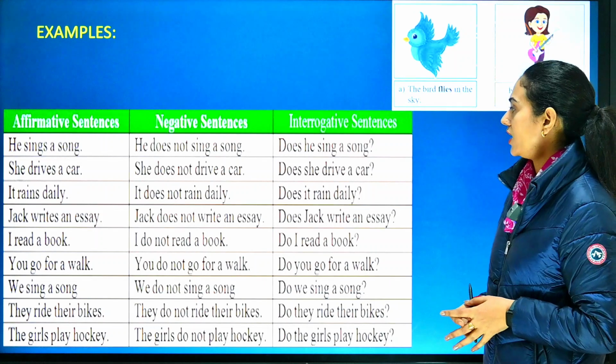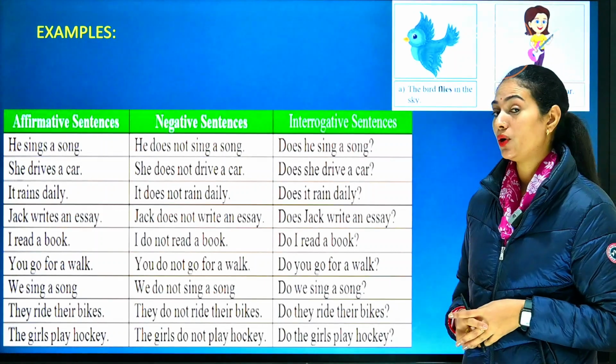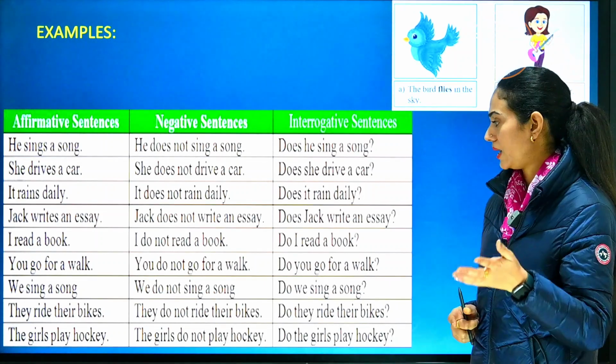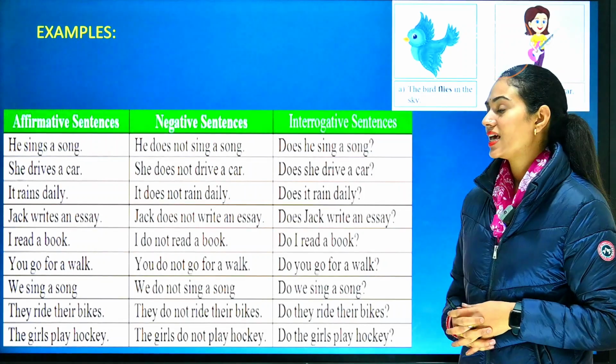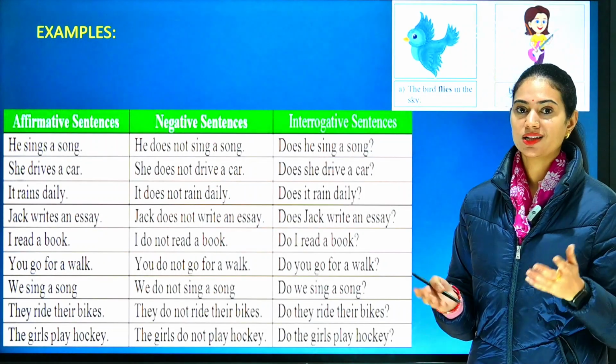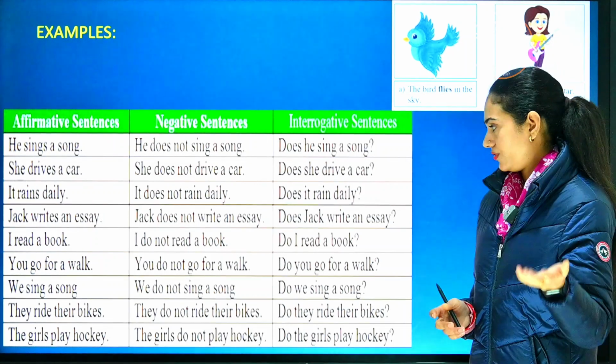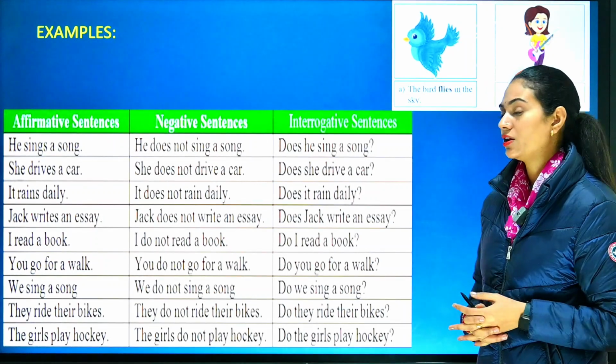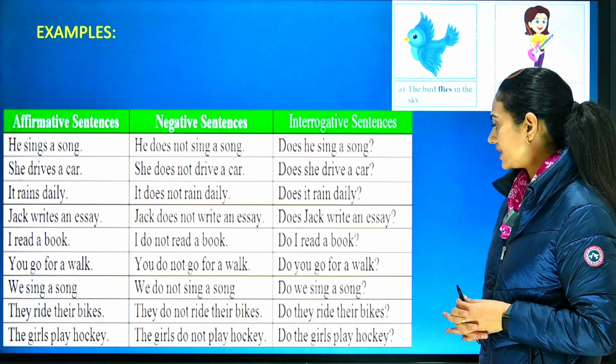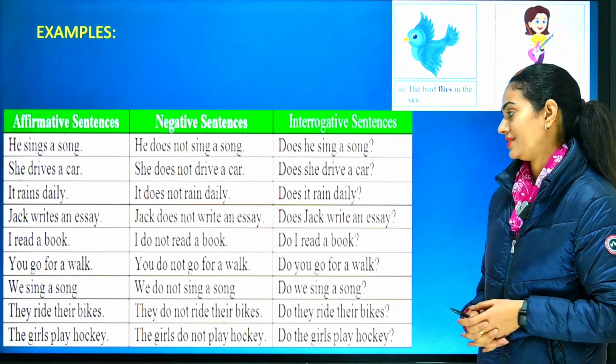In negative and interrogative. Now if we are taking plural number here, we say we sing a song. Of course it's a third person, but it's not singular, it's plural. Sorry, it's a first person here. We sing a song, but in a plural form. So we do not sing a song, do we sing a song, etc.